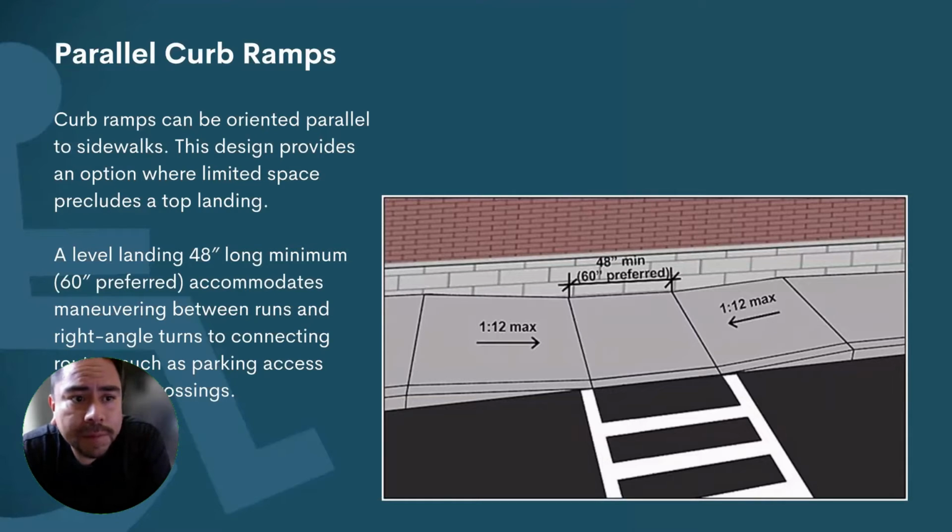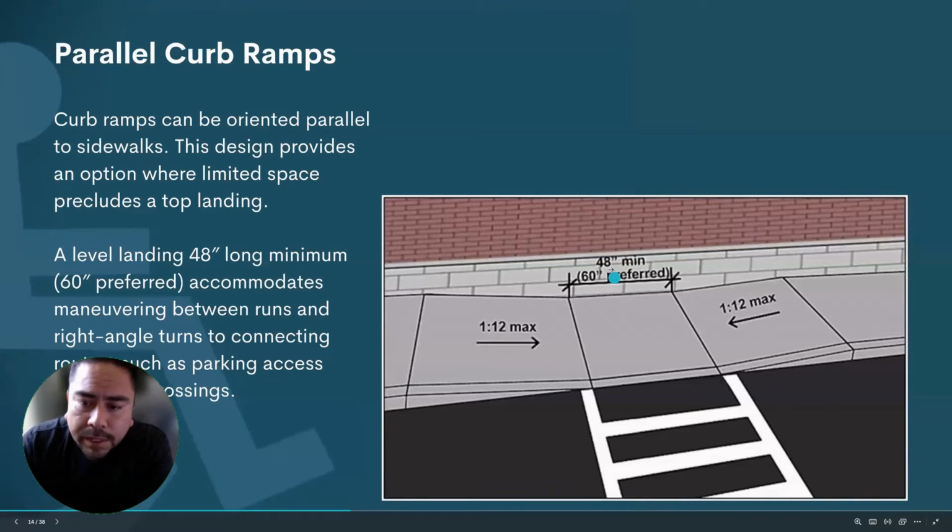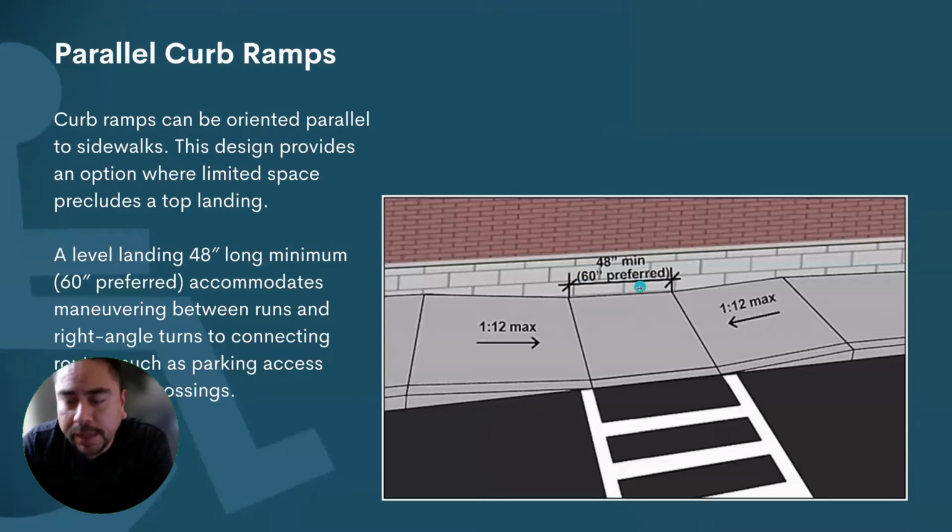Curb ramp. A curb ramp can be oriented parallel to sidewalks. This design provides an option where limited space precludes a top landing. A level landing 48 inches long minimum accommodates maneuvering between runs and right angle turns and connecting routes. 48 inches minimum required, 60 preferred.